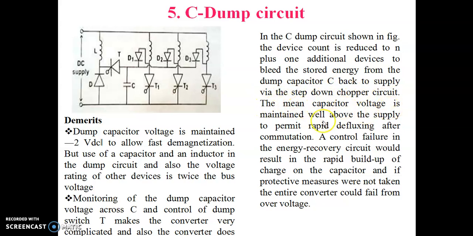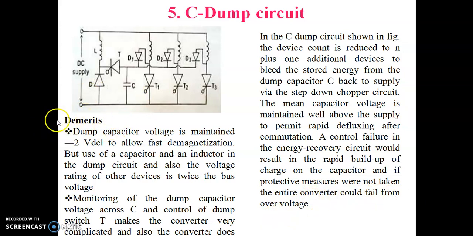The main capacitor voltage is maintained well above the supply to permit rapid defluxing after commutation. A control failure in the energy recovery circuit would result in the rapid buildup of charge on the capacitor, and if protective measures were not taken, the entire converter would fail from over voltage.